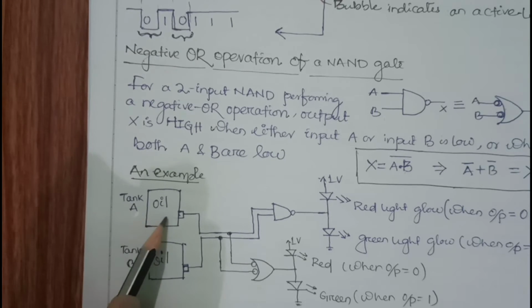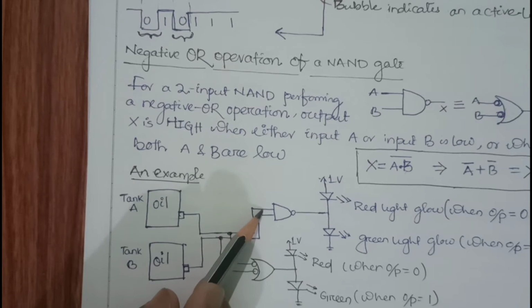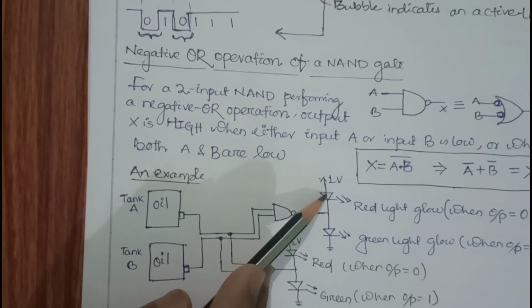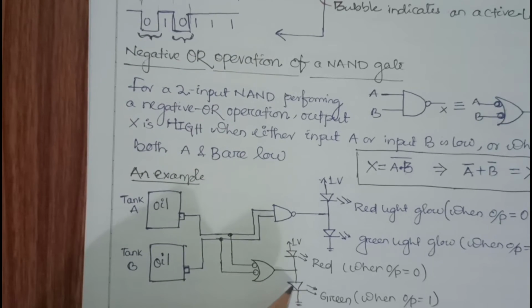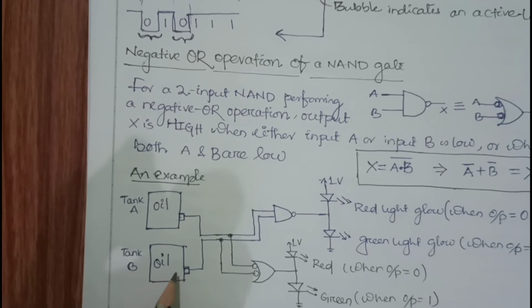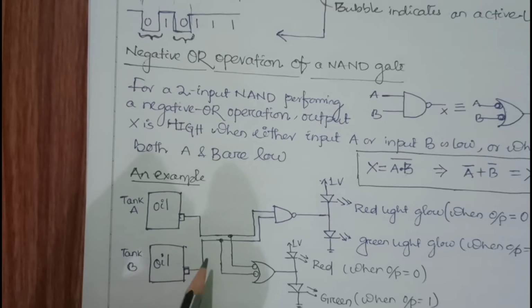When my oil level is less than 1/4 of this oil container, this signal will give me 1 or this signal will give me 0. Accordingly, my output, whether this red light will glow, means I will come to know that my oil level has decreased below 1/4. Here the green light will come, means I will come to know that my oil level is enough. In any tank circuit, the oil level is more than 1/4. Okay, so you can represent it any way.